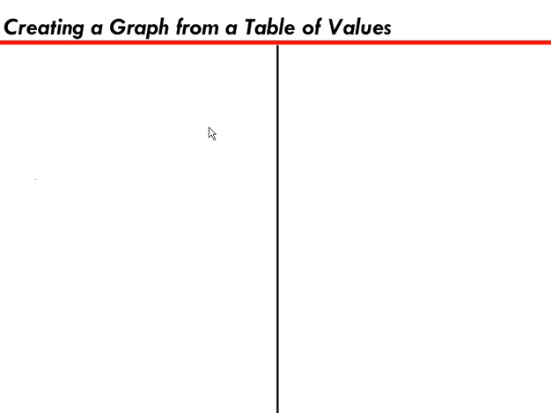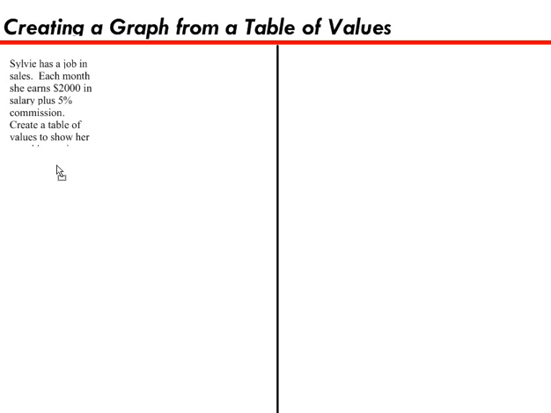We're actually going to use the same problem that we used in that question, and let's have a look at that now. Sylvie has a job in sales. Each month she earns $2,000 in salary plus 5% commission. Create a table of values to show her monthly earnings from $0 to $10,000 in steps of $2,000.